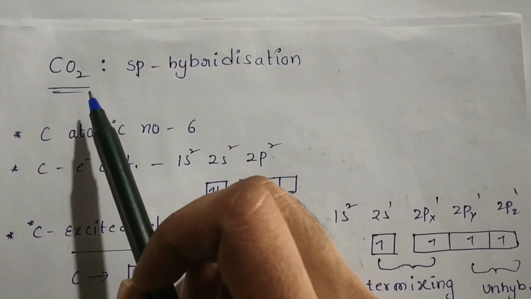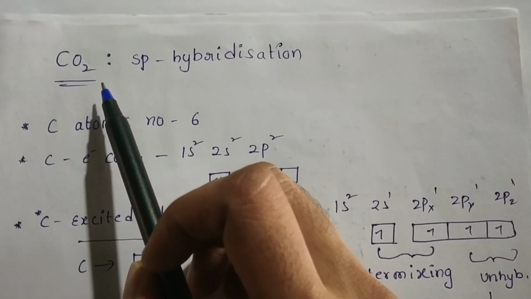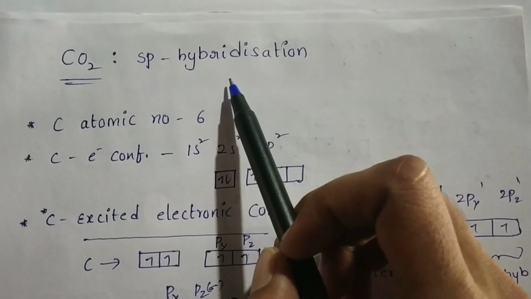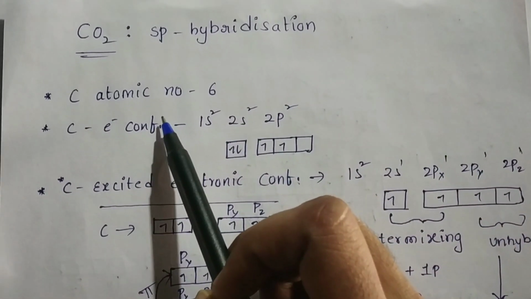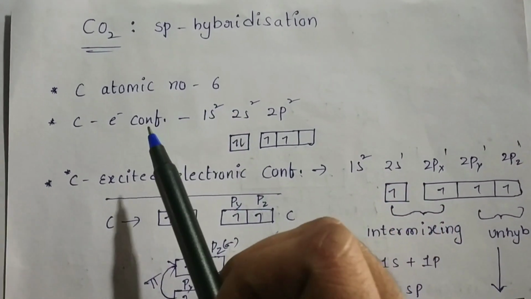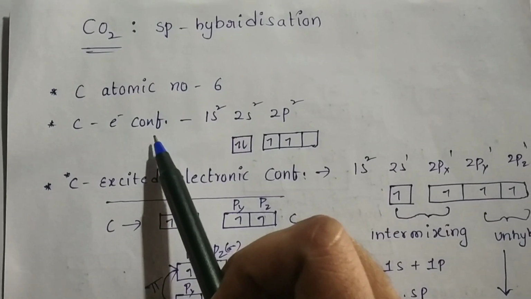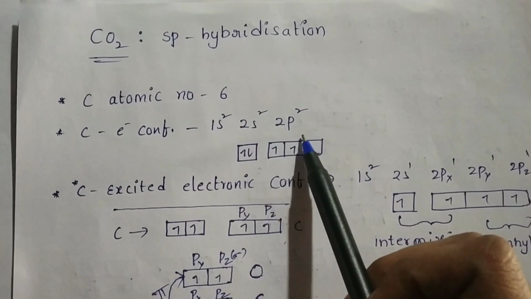Carbon dioxide molecule. In the carbon dioxide molecule, carbon undergoes sp hybridization. Generally, carbon has atomic number 6. The general electronic configuration of carbon is 1s2, 2s2, 2p2.